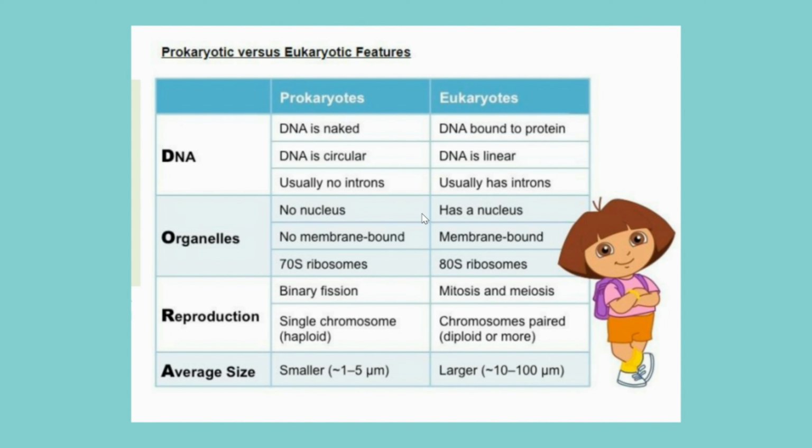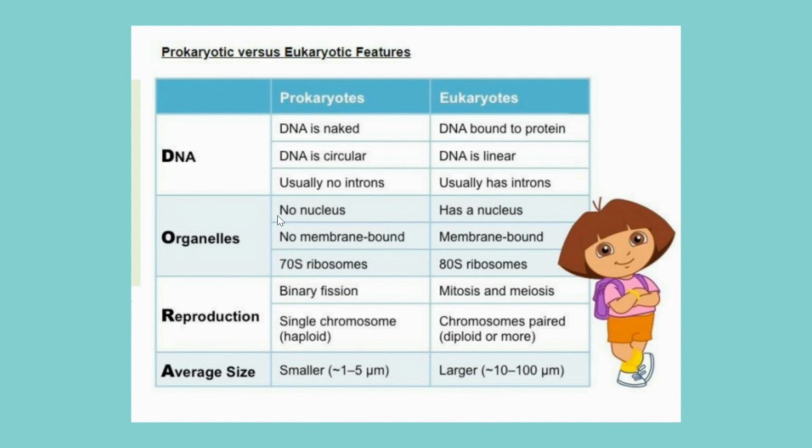Eukaryotes, in terms of DNA, have DNA bound to proteins. Those proteins are known as histone proteins, and you'll have eight proteins around that particular DNA, so it forms an octamer. You will learn this later on in the chapter as well. The DNA is linear as compared to the circular DNA in prokaryotes, and eukaryotes have introns.